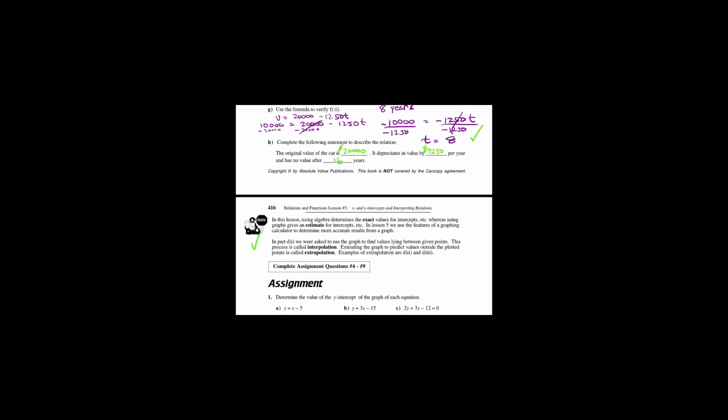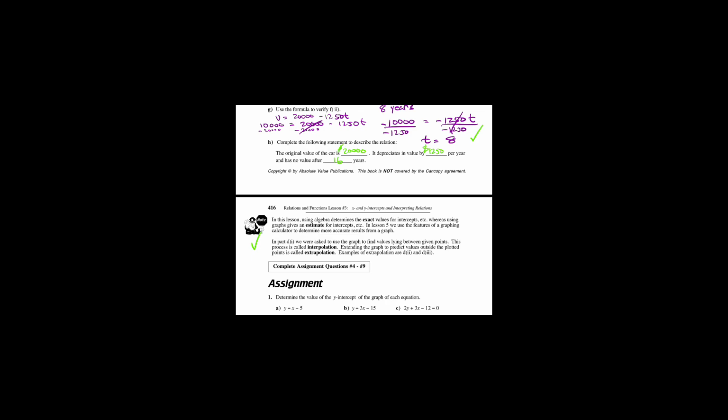and/or the functions on your calculator that would print out a table that you could take a look at. Okay. So in part D, we were asked to use the graph to find values lying between the given points. This process is called interpolation. Extending the graph to predict values outside of the plotted points is called extrapolation.